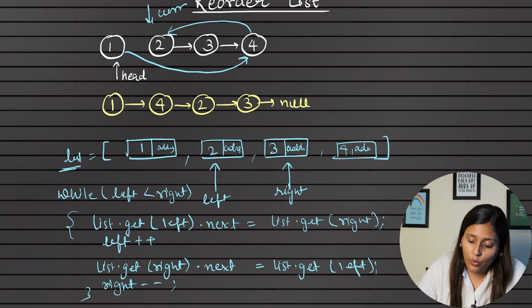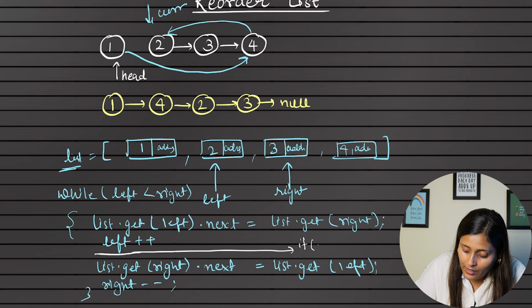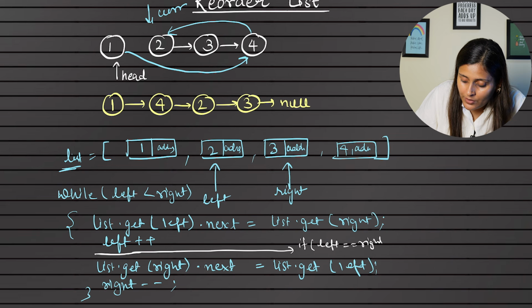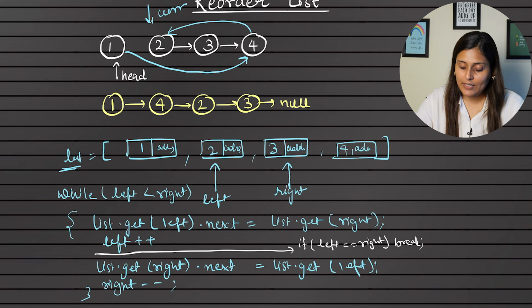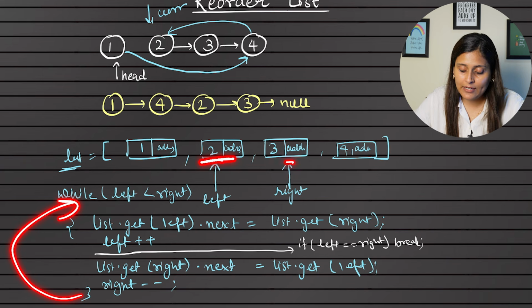Yes. So that's why somewhere at this line we have to write that if our left is now pointing to right, then break, okay? That's it. Now again we did left++, now right--, done. Now in the next iteration again it will check, is my left less than right?